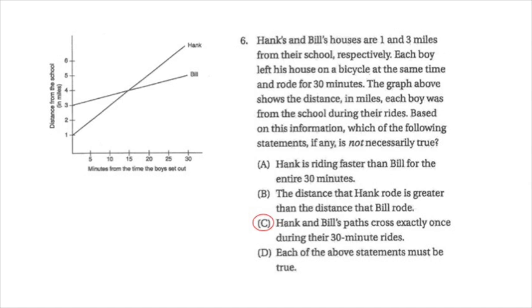Following the previous option, obviously if you have a greater speed with the same time, you will cover a larger distance. Option C says Hank and Bill's paths cross exactly once during their 30-minute ride. This is not necessarily true because although these two lines cross once, that simply means these two people once had the same distance from the school, but they may be on different paths, and it just happens that the distances are the same. So they don't actually have to cross. So C is not necessarily true.